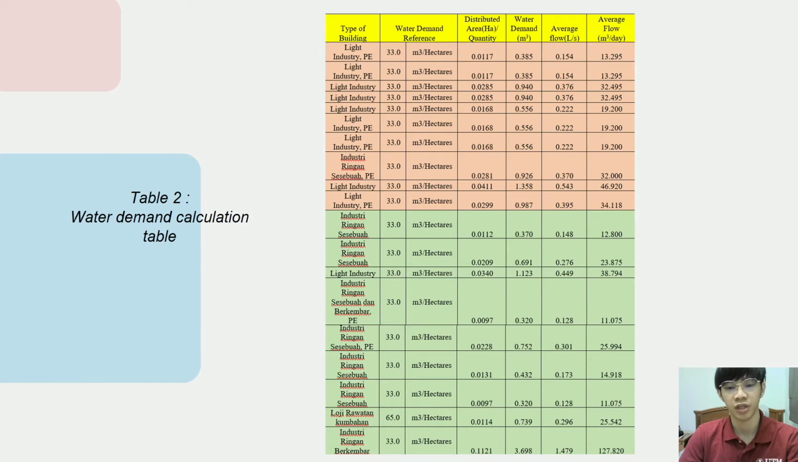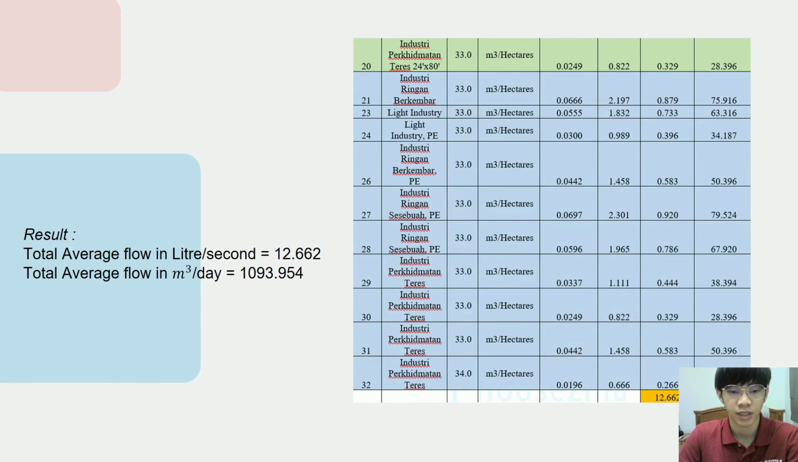These are the average water demand that we calculated for each type of building. This shows the total average flow needed for the project area in unit of liter per second and meter cube per day.